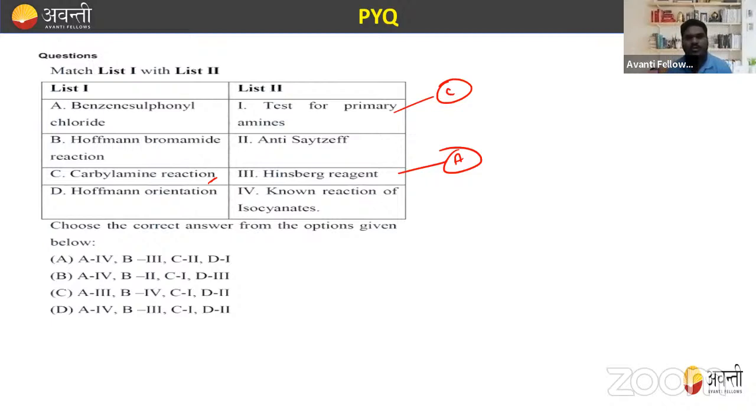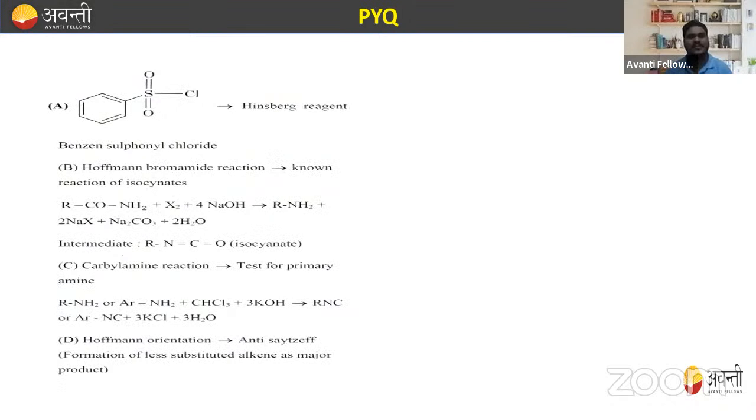So out of these three, known reaction of isocyanide, no. Anti-Saytzeff, yes. So what is the correct one? This is known as the Hinsberg reagent. Just remember this formula as well, that is benzene sulfonyl chloride. Now, Hofmann's bromamide reaction is known as the reaction of isocyanide.